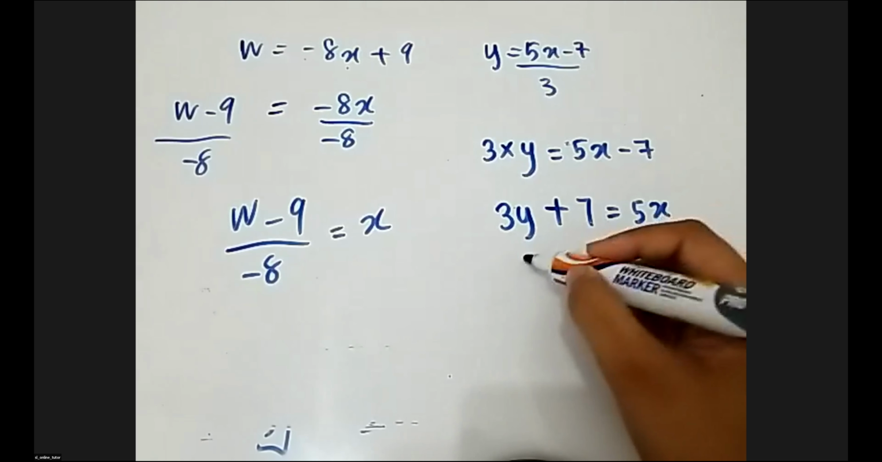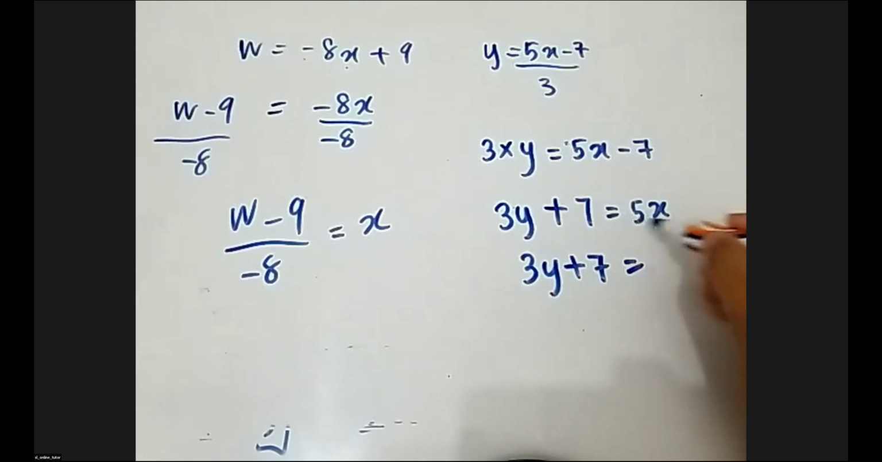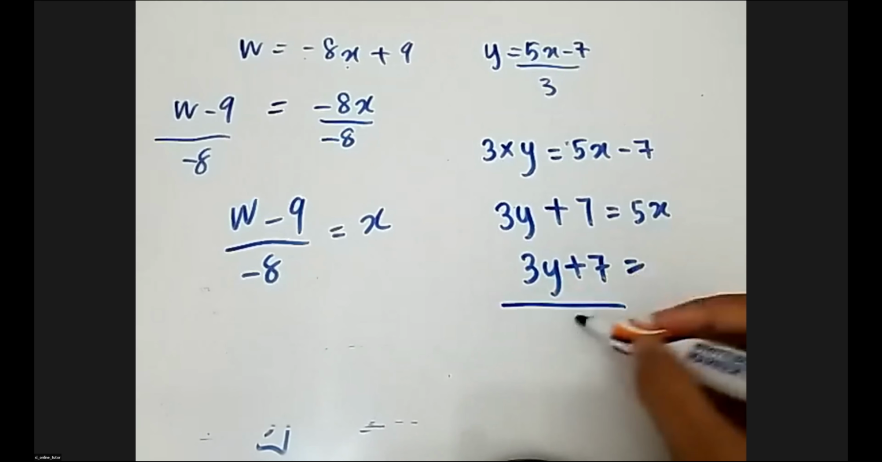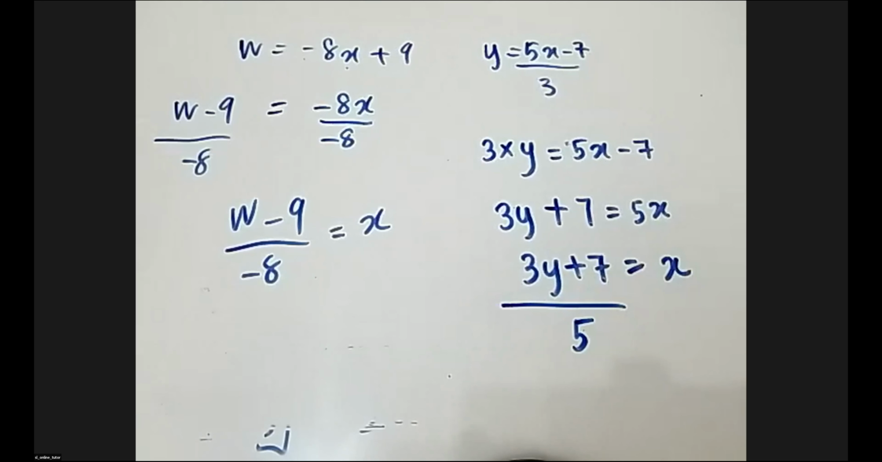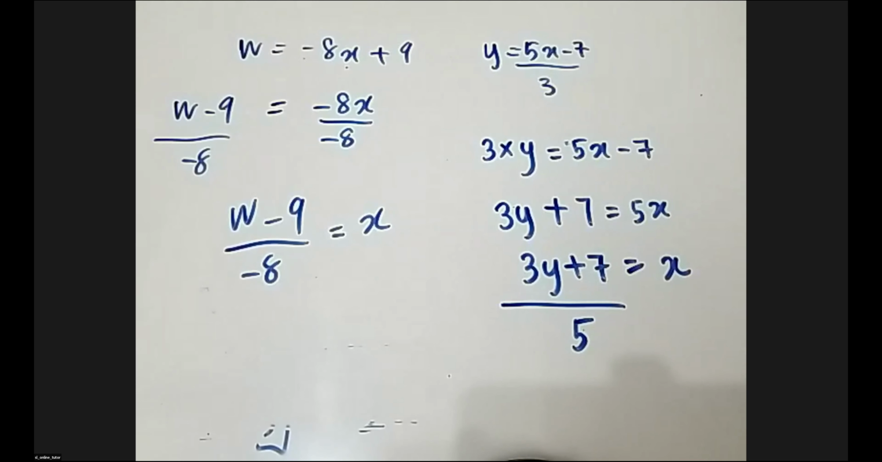Now this 5 should be removed. How can we remove 5? It is connected by multiplication. Then we have to divide. Raise your hand who got this answer correct. Very good. There are good numbers.